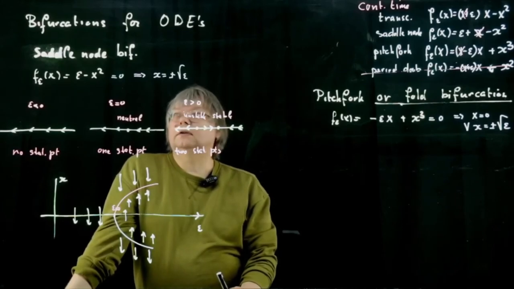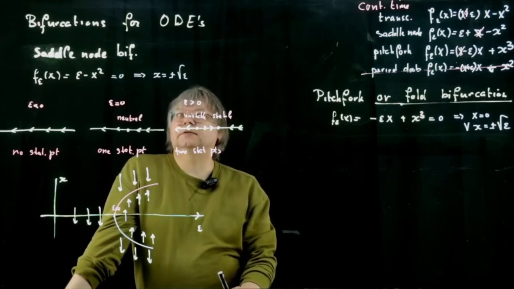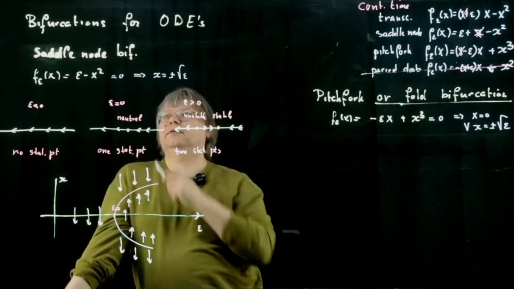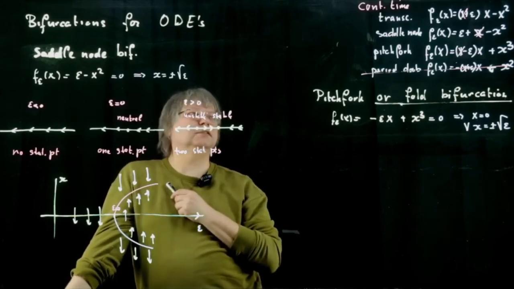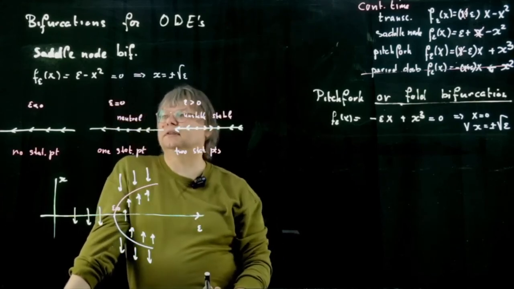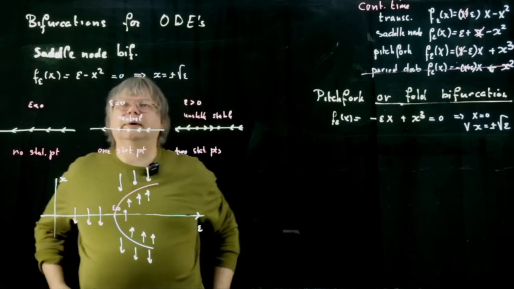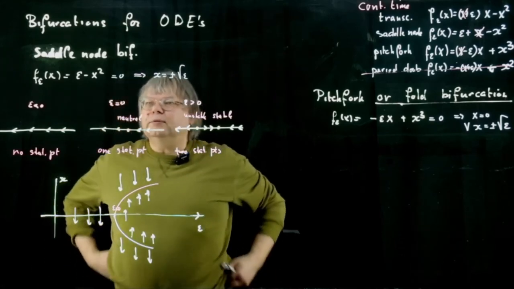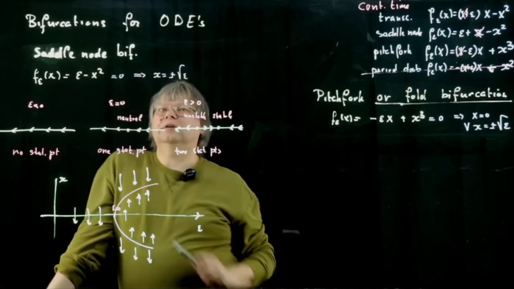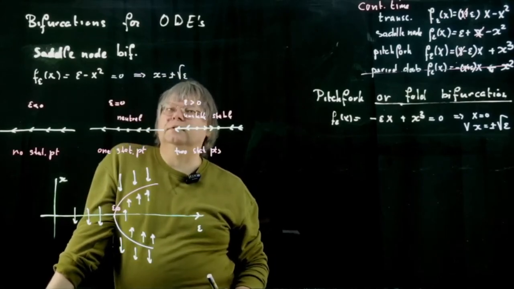Okay, so we finished with the last two bifurcations for ODEs, and I made a head start here. So on the left, I did already the saddle node bifurcation. And that means that the normal form is epsilon minus x squared. And if I put that equal to 0 to find the stationary points, then indeed I get x is plus or minus square root of epsilon.